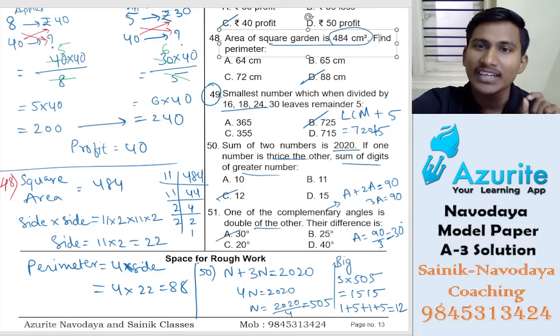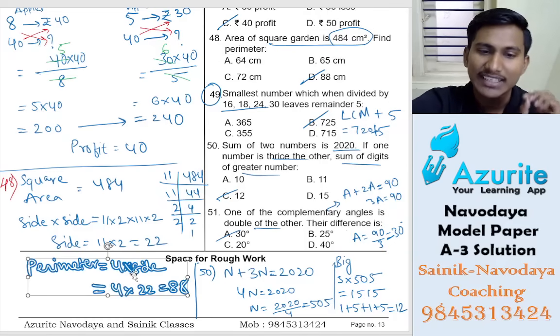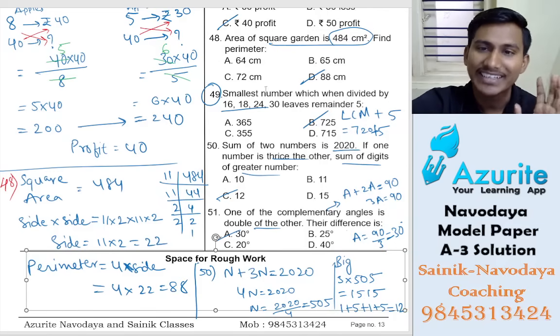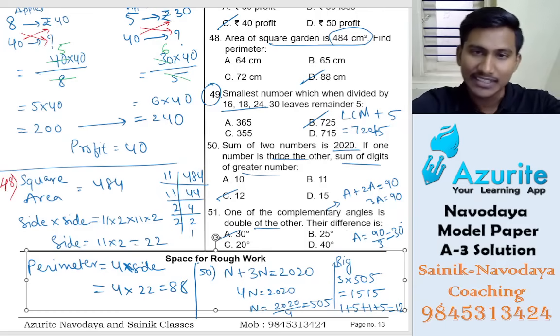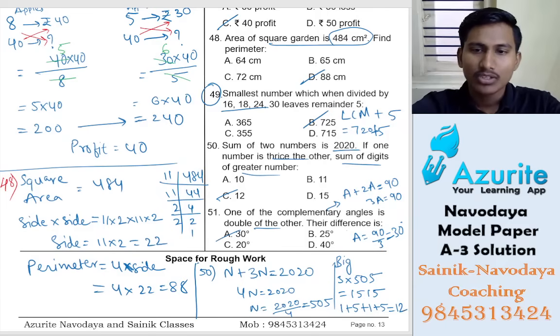They are asking to find the perimeter. So how do you find the perimeter? 4 into side. That is 4 into 22 is 88. So the option is option D here. Okay, so now students, the 49th question here.